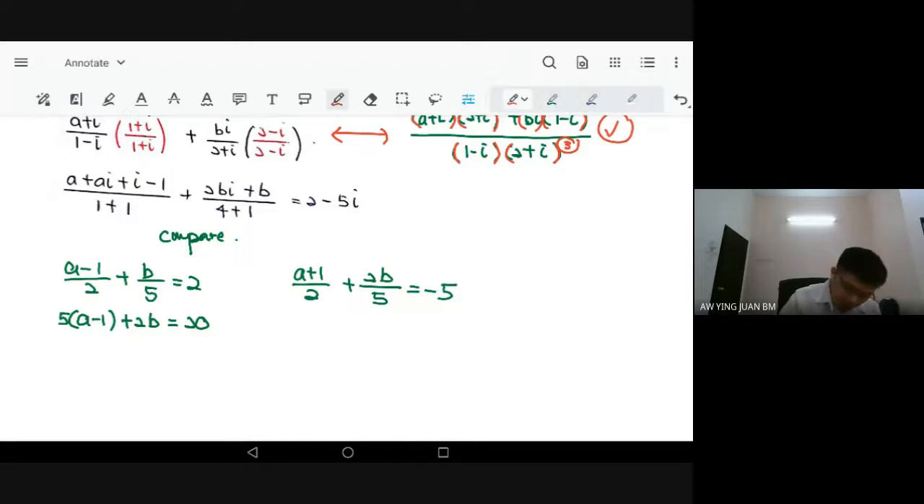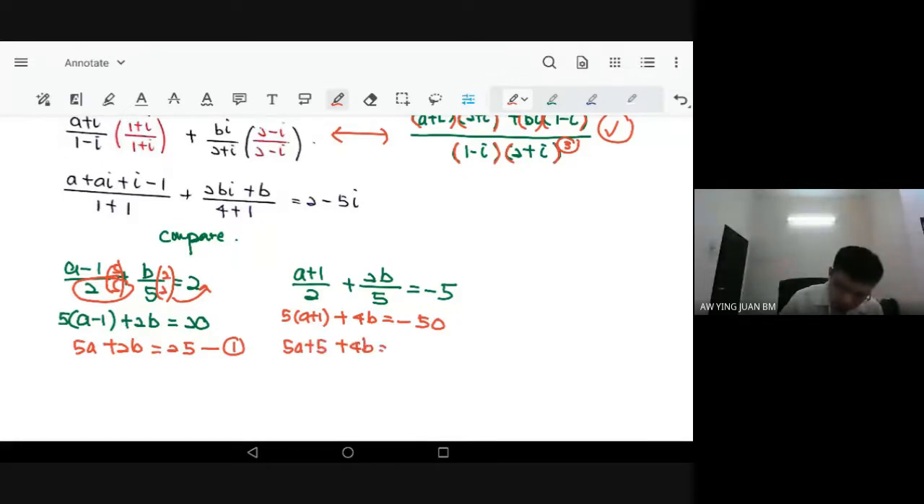Maksud saya darab 5, saya darab 5. Sini saya darab 2. Dan di bawah ini, saya dapat 10. 10 cross multiply, jadi 20. Untuk bahagian kiri. Bahagian kanan, 5A plus 1 plus with 4B is equals to negative 50. Saya guna strategi yang sama. So, 5A tambah 2B equals to 25. 5A plus 5 plus 4B is equals to negative 55. Okay, negative 55 sebab saya pindah 5 itu.